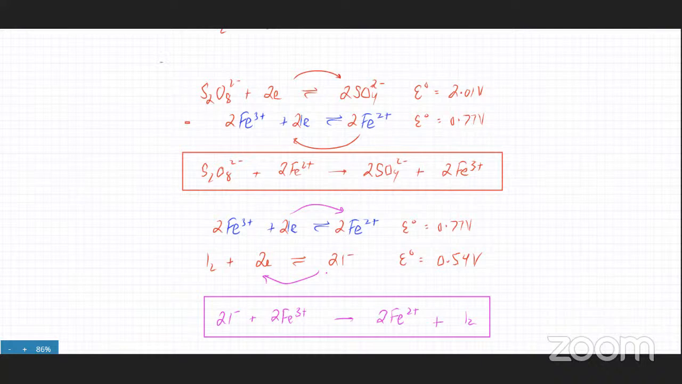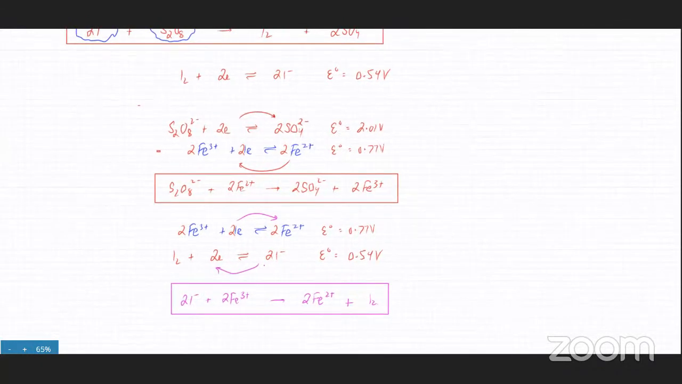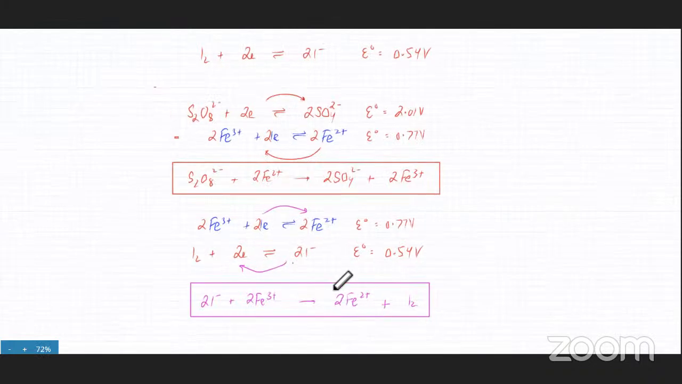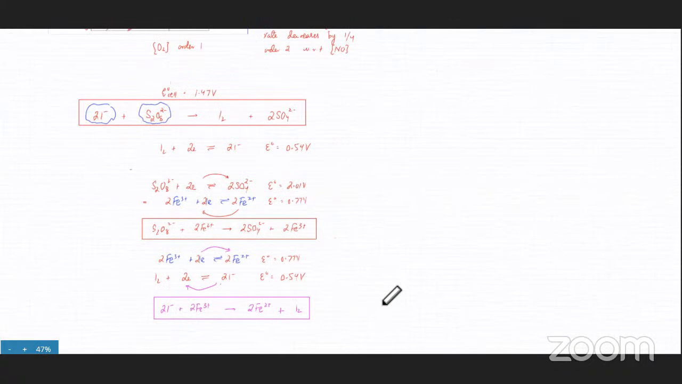And so your reaction has broken down into two steps, but you're getting the same products. You are getting SO4 2 minus, and you're getting I2, which is exactly what you were getting over here as well. And Fe2 plus remains unchanged. In the beginning it was Fe2 plus, and afterwards it is again Fe2 plus. So it remains unchanged. Your reaction has broken down into two steps: step 1 and step 2.